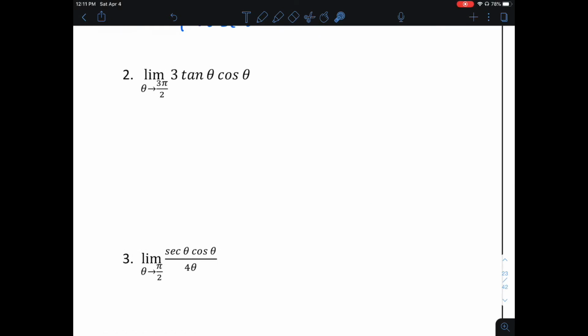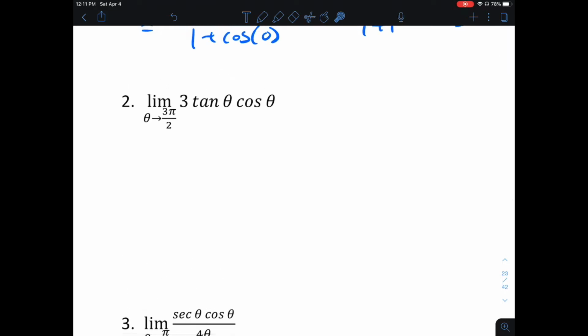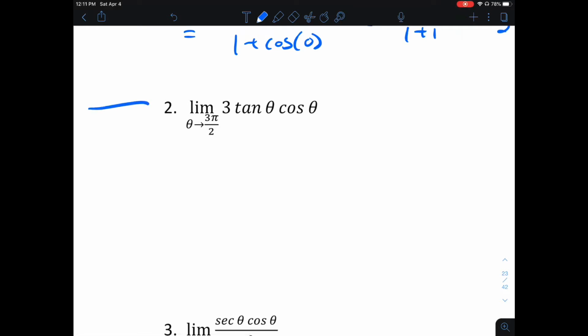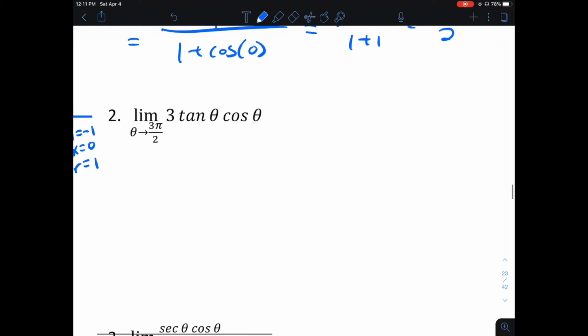Number 2. Let's see, if we were to try to use substitution directly for this, horrifying things would happen. Tangent of 3 pi over 2, that is 0. 3 pi over 2 is on the negative x-axis, negative y-axis, I should say. I'm just going to draw this just to remind you. In this location, y could be -1, x could be 0, r could be 1. Tangent is y over x, that would be undefined.